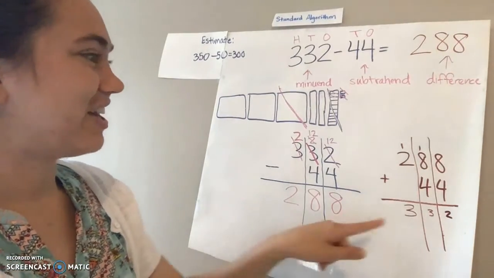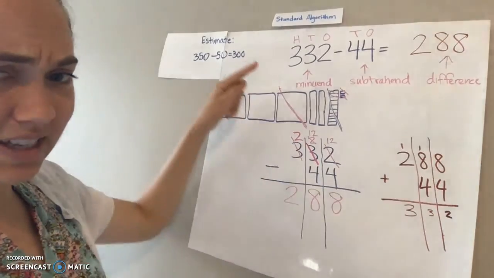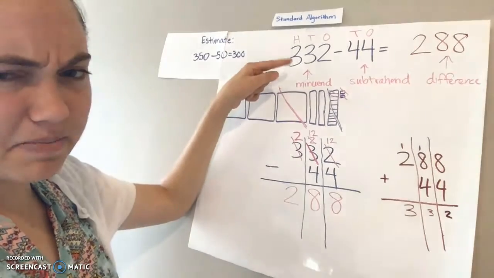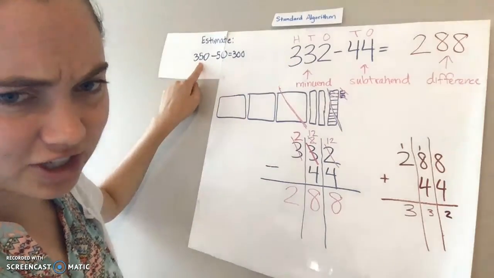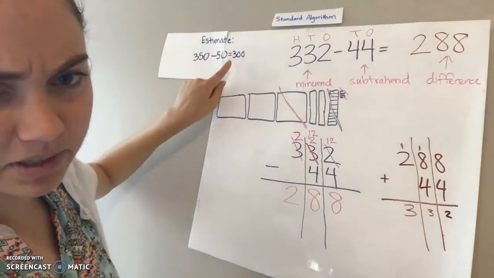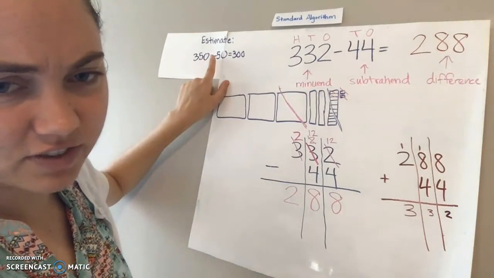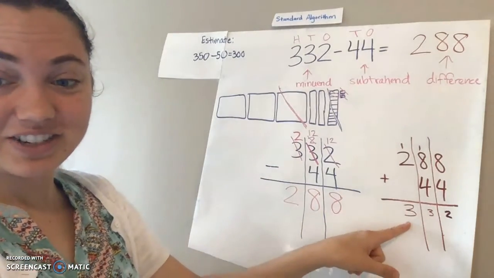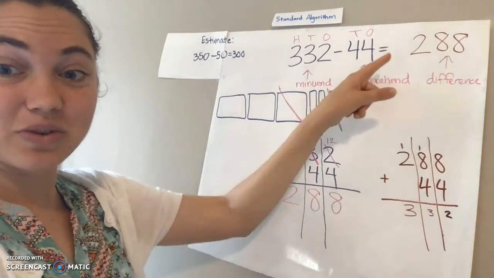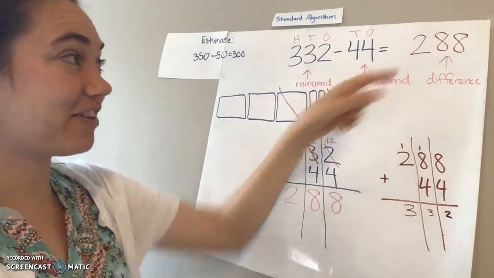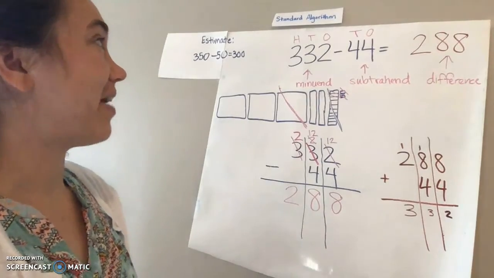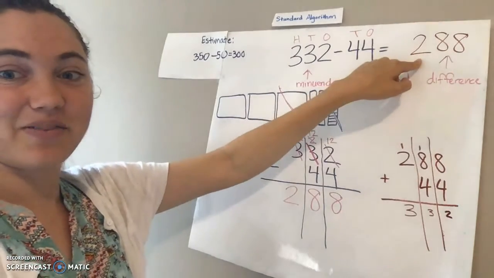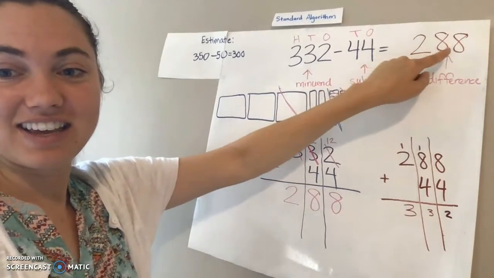Excellent work. Was our final number pretty close to our estimate? Remember, our estimate was 300. We said, let's make 332 a simpler number, 350. Let's make 44 a simpler number, 50. 350, take away 50 was 300. And that's pretty close to 288, our final difference. So excellent work. Our estimate was pretty spot on. We were only a 10 and a 1 away.